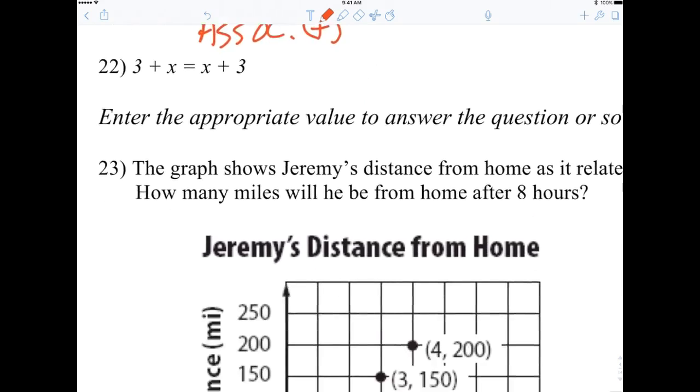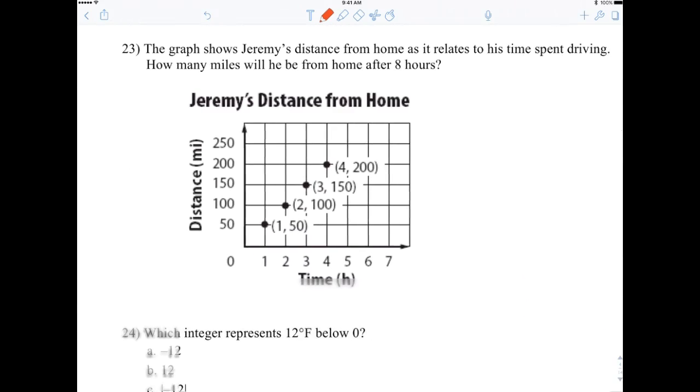All right, now let's talk about 23. The graph shows Jeremy's distance from home as it relates to his time spent driving. How many miles will he be from his home after 8 hours?